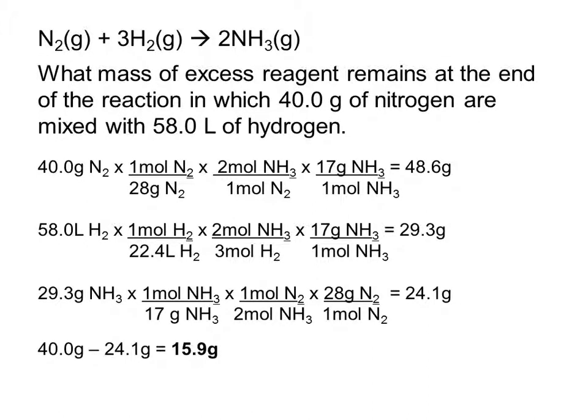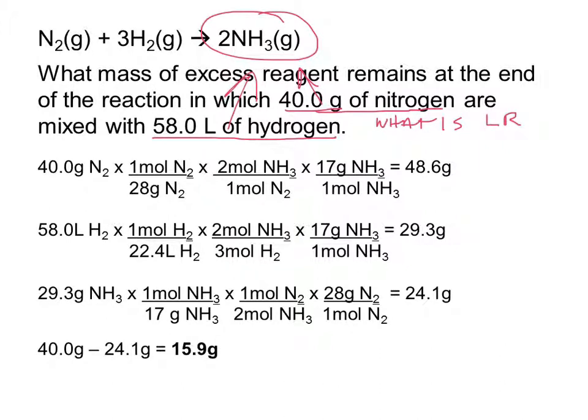So, first thing we want to do is determine our limiting reagent. So step 1 is, what is the limiting reagent? And to do that, we set these both up here. We're going to solve first for how much ammonia we can make with 40 grams of nitrogen, and then how much ammonia we can make with 58 liters of hydrogen. So here's our ammonia. We want to find out how much of this we can make from this and this.